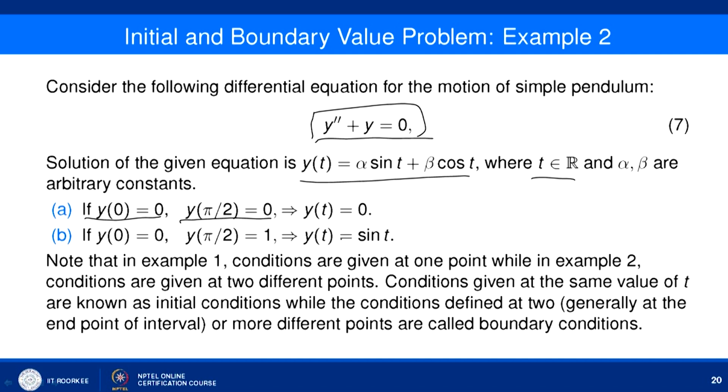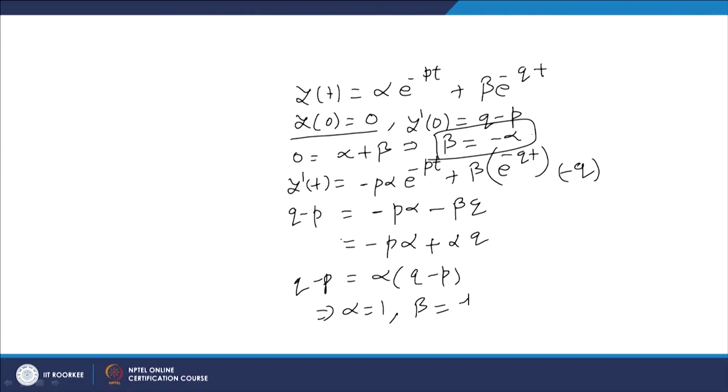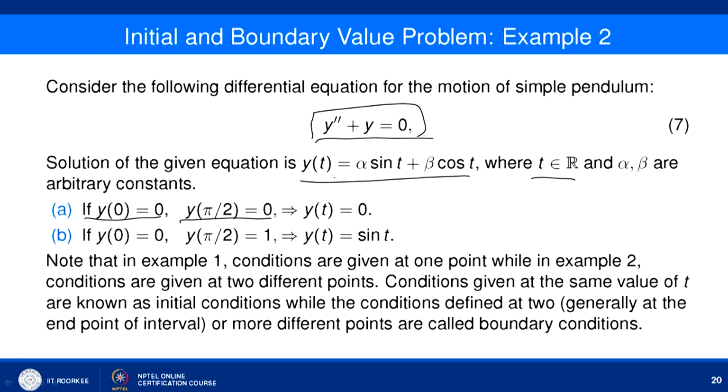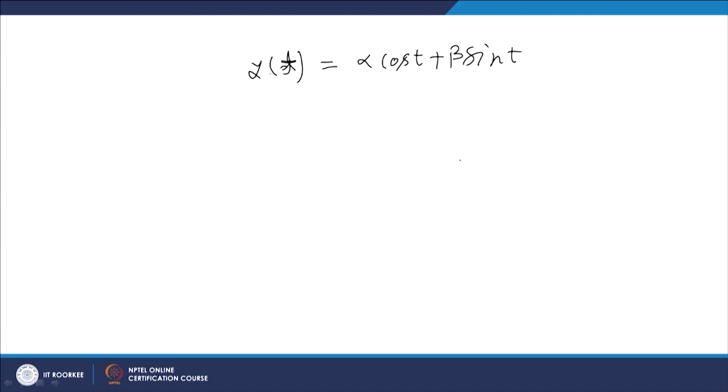When you put y(0) equal to 0, what is given here? Here it is y(t) equal to alpha cos t plus beta sin t. Anyway, here we have written it in a different manner, but we need to find the solution of this equation, provided that y(0) equal to 0 and y(pi by 2) is equal to 1.